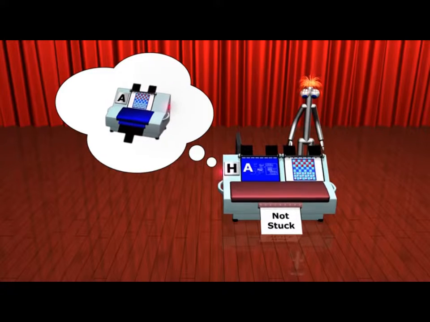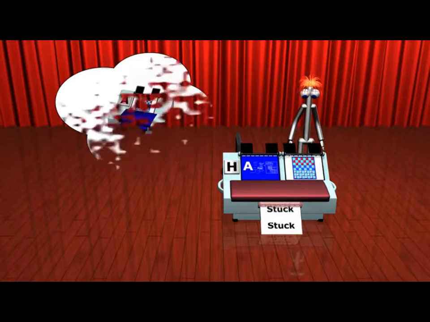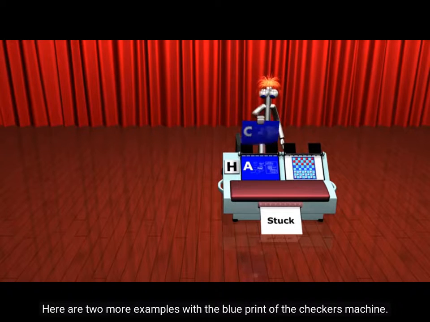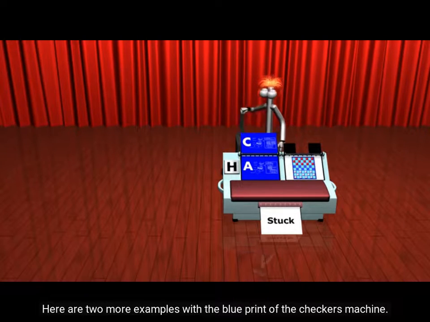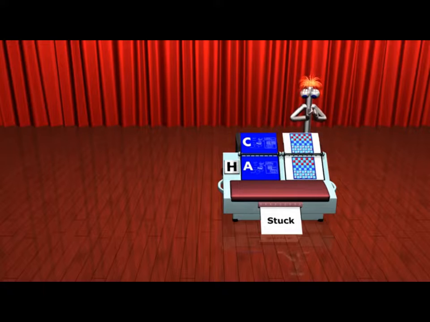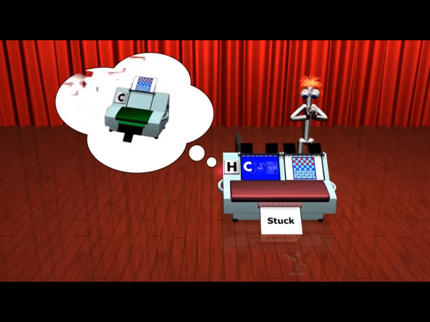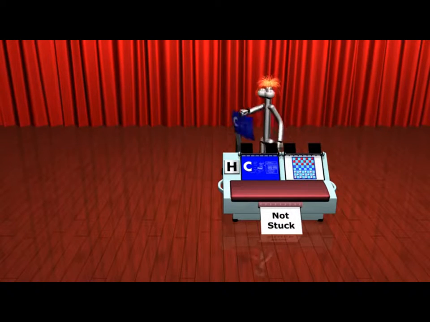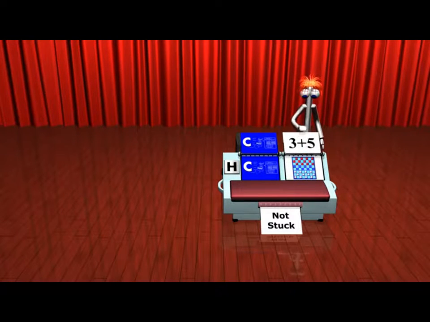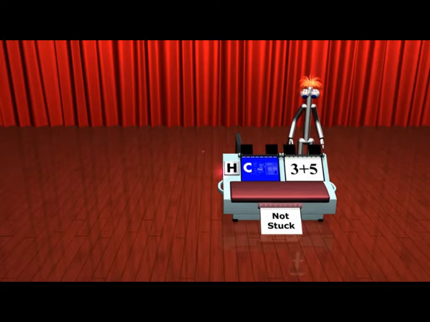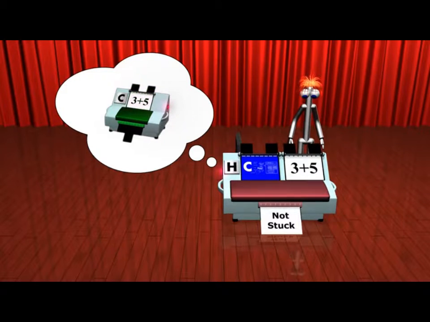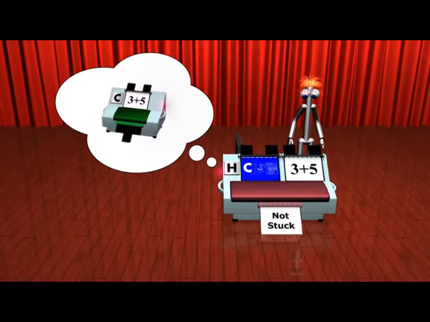So obviously, if that was running, it would get stuck. Here are 2 more examples with the blueprint of the checkers machine. Yeah, so it does checkers. Look at that. And it's going to be stuck. All right, we're doing great.